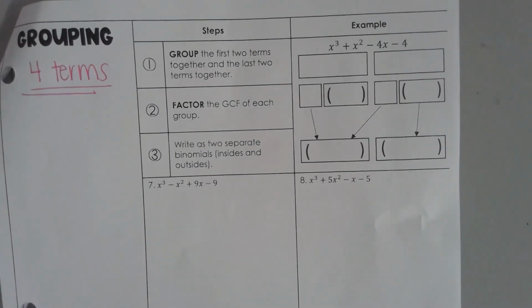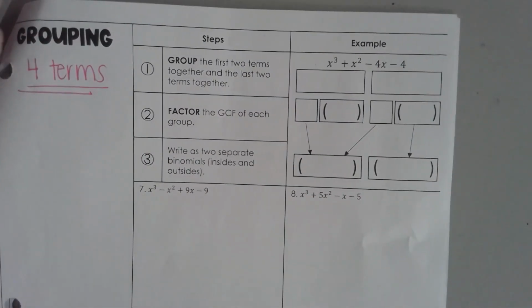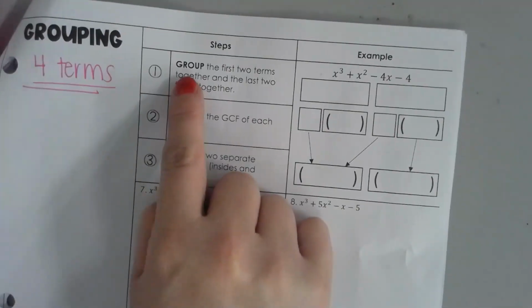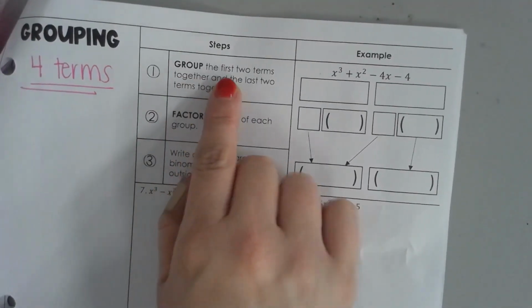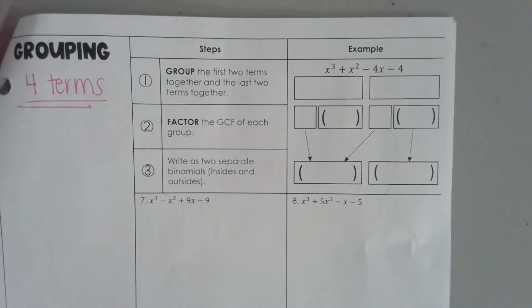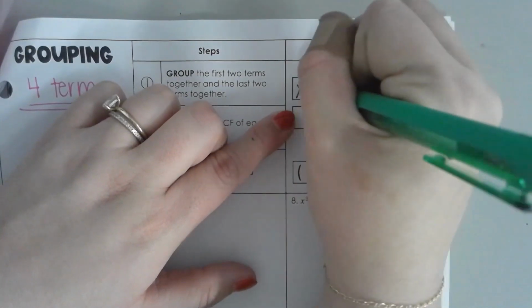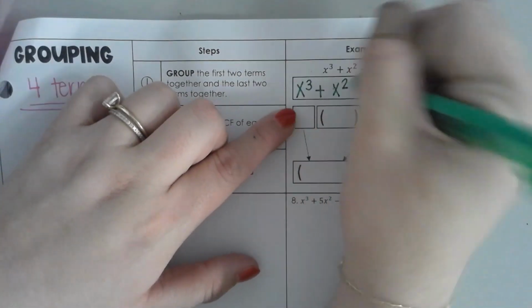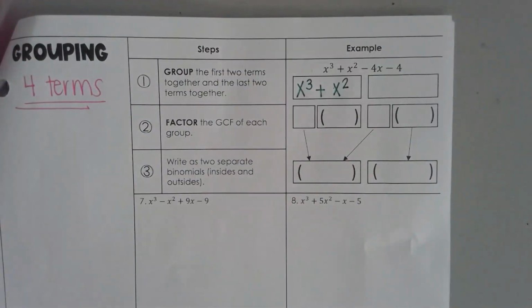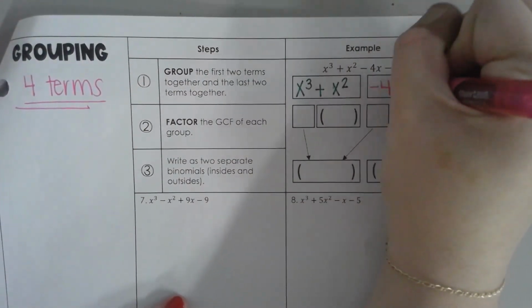grouping, and it's called grouping because the first step is to group the first two terms together and then the last two terms together. So I'm going to group the first two terms, x cubed plus x squared, and then I'm going to group negative 4x minus 4.